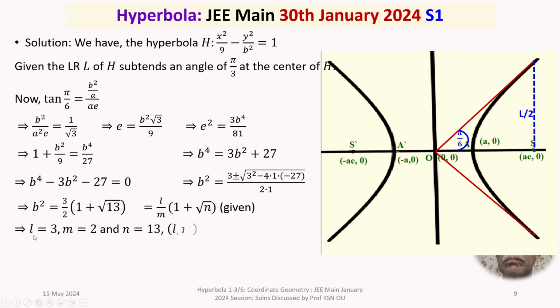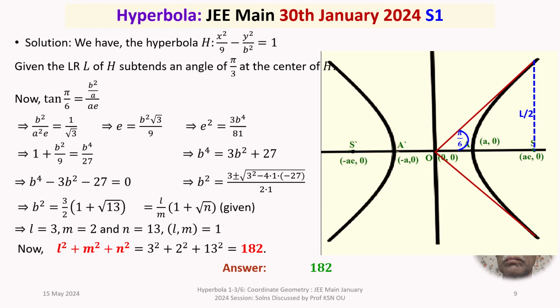So this will imply L is equal to 3, m is equal to 2, they are relatively prime, the GCD is 1, n is equal to 13. What is to be obtained? To compute now L square plus m square plus n square. So L square is 3 square, m square is 2 square, plus n square is 13 square. Added, you will get 182. Therefore, the answer to this question is 182. That is the detailed discussion of the solution of the given problem. It is definitely an easy question. I am sure that you have understood the solution of this problem, and we will move to the next question.